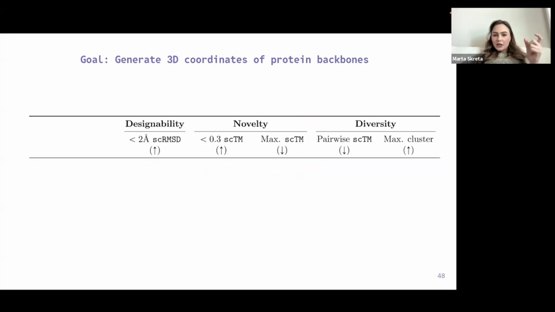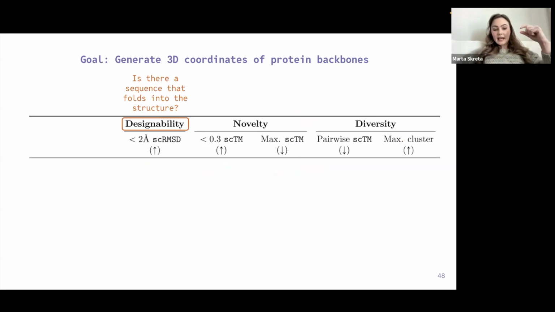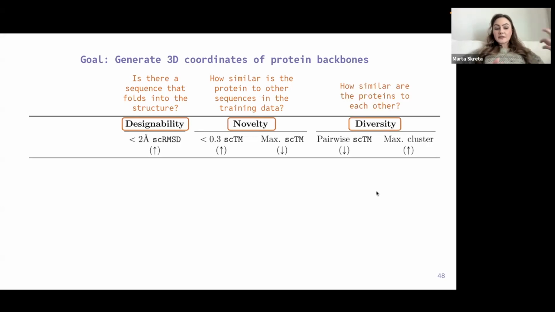So when we generate from both of these models, we look at three types of metrics. The first is designability. So the question here is, is there a sequence that is able to fold into that structure? If it is, we predict that you can make it in the lab. Novelty, so how similar the sequences are to other sequences in the training data. And then also diversity. Out of all of the proteins that we've generated, are we just generating the same sequence over and over, or how different are they to each other?